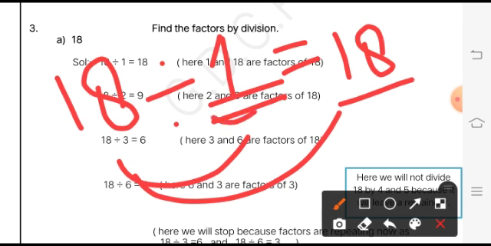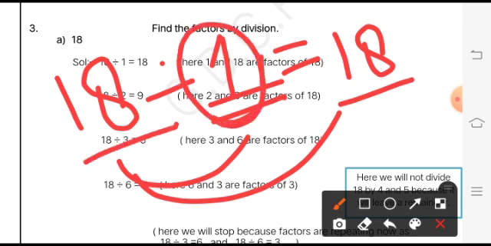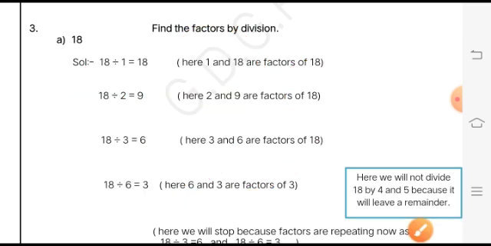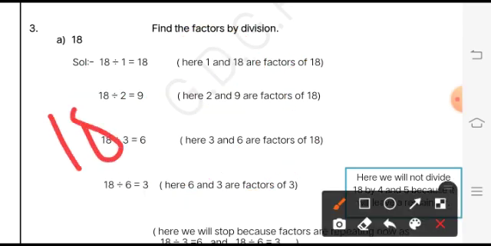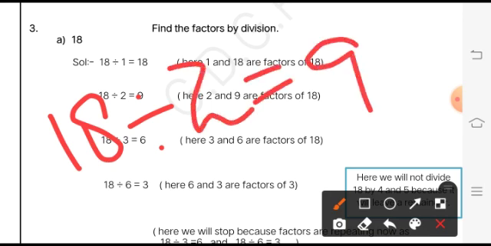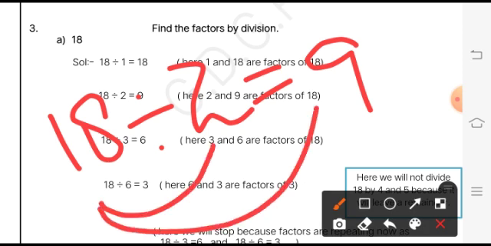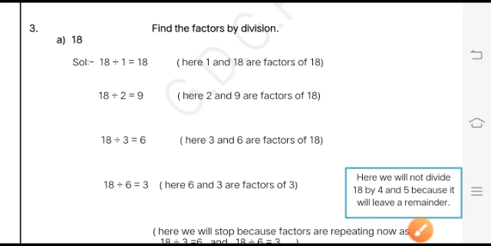But the condition is that this number should divide this exactly. Then only we can say it is its factor. Say for example, in next we know that 18 is divisible by 2 and the quotient is 9. That means both 2 as well as 9 are its factors. And they are its factors just because they don't leave any remainder when divided by them. Same is the case with 3 also.